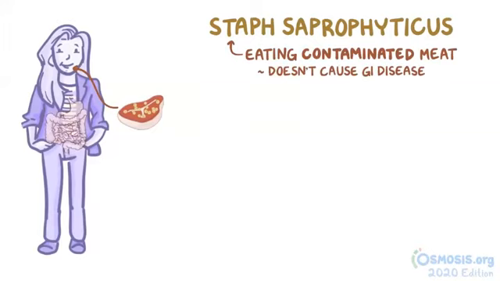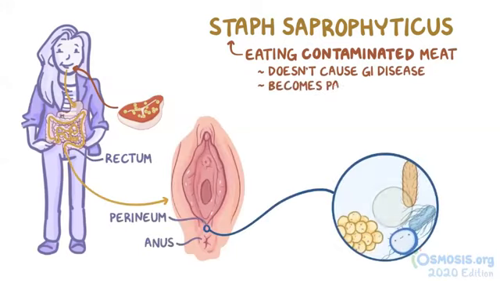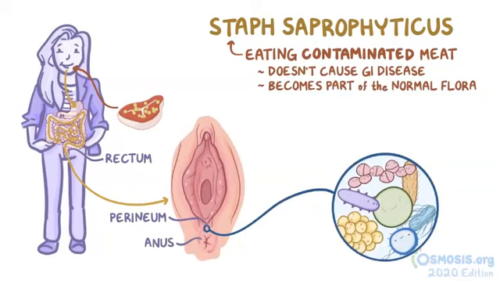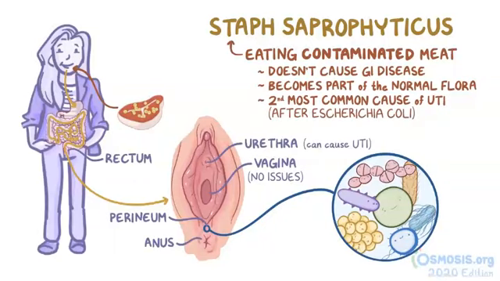Instead, from the gut, bacteria get into the rectum, anus, and eventually colonize the perineum, becoming part of the normal flora. From the perineum, it can colonize the vagina, where it doesn't cause any issues, or the urethra, where it can cause a urinary tract infection, or UTI. In fact, Staph saprophiticus is the second most common cause of UTI after Escherichia coli.